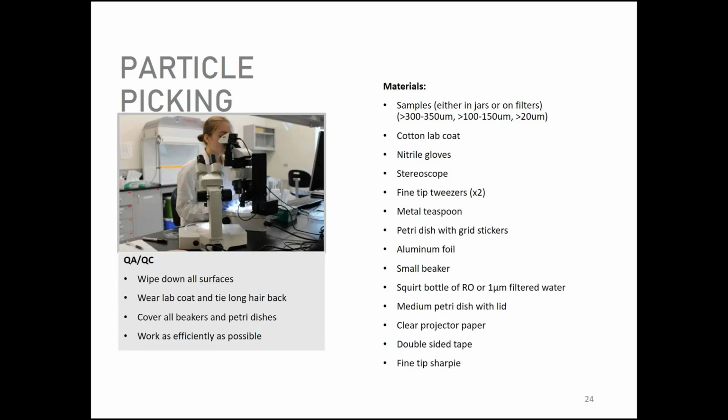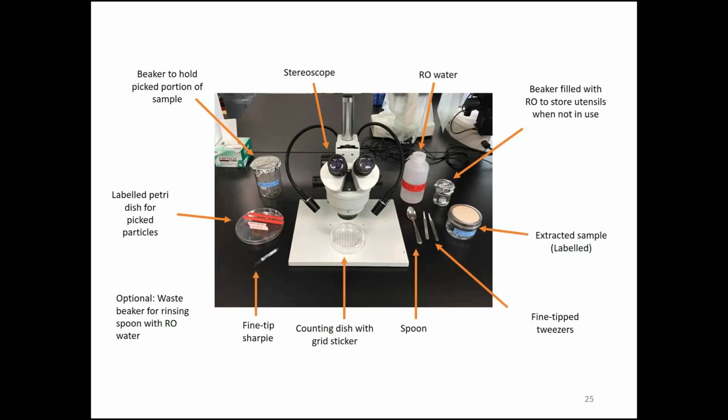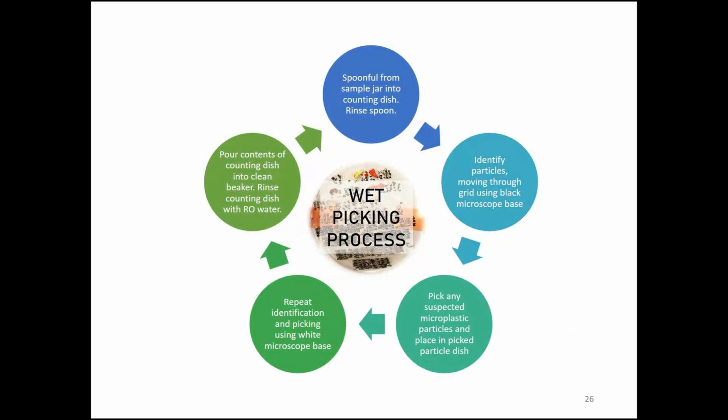It's practical. So first, we wipe down all of our surfaces for good QA/QC, put on our cotton lab coats, cover our beakers, and then we collect all of our materials, which you can see here on the side. If you go to the next slide, you can see what our workstation looks like. So here is a microscope with all of the different tools that we will use. And then if you go to the next slide, you can see our process. We have our jar of a certain size fraction. We take a spoonful from the jar into a counting dish, rinse the spoon to make sure we have everything, and identify the particles moving through using a grid and a black microscope base.